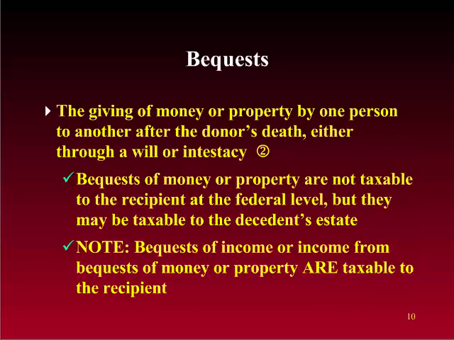Another provision that's built into the tax code itself is called bequests. This is the giving of money or property by one person to another after the donor's death, either through a will, where you do it deliberately, or through intestacy, where your estate plan is your state's estate plan. So bequests of money or property are not taxable again to the recipient at the federal level, because the federal tax is an estate tax, not an inheritance tax. But they may be taxable to the decedent's estate if they're large. It may be taxable also to the recipient at the state level if your state has an inheritance tax instead of an estate tax.